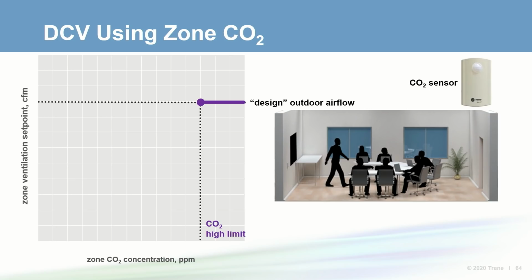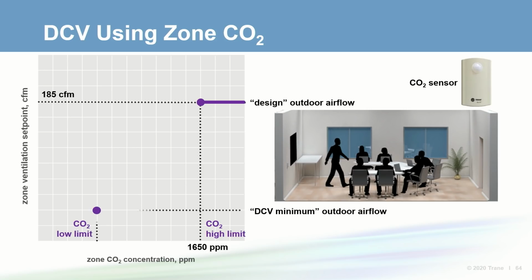Based on Eric's example conference room, the design outdoor airflow is 185 CFM, which corresponds to a CO2 concentration of 1,650 parts per million. When the measured CO2 concentration is equal to or lower than the CO2 low limit, the ventilation set point is reduced to the DCV minimum outdoor airflow. Most often, this value is the ventilation rate required for the zone area with no people present. For our example conference room, that's 60 CFM with 400 parts per million low limit.